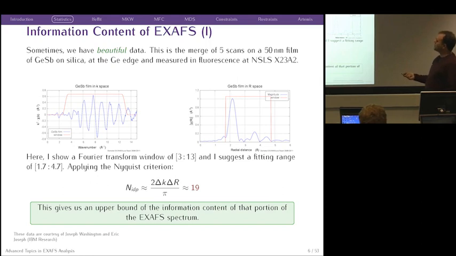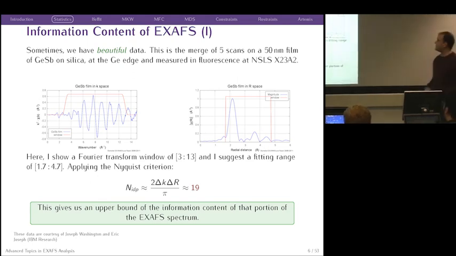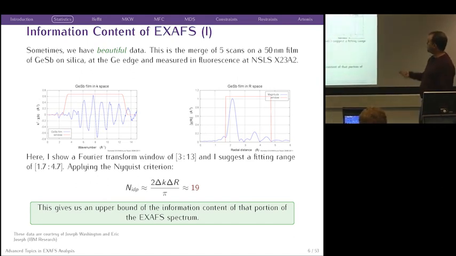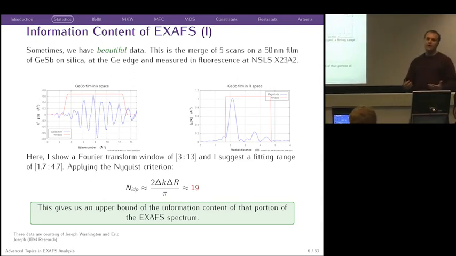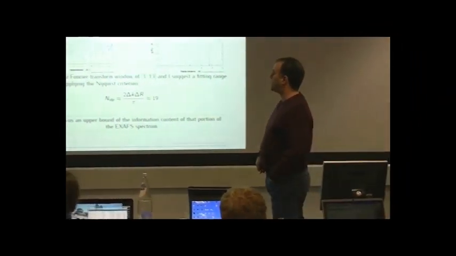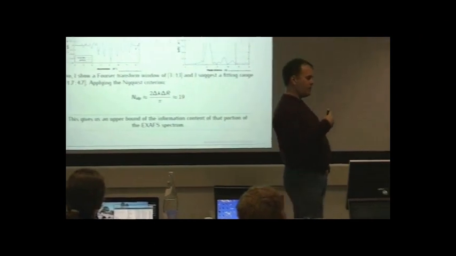If you set up the experiment properly, you can measure beautiful data even on a nominally challenging sample like a really thin film, and you get beautiful data in k, and you do a Fourier transform, and you get all kinds of peaks that are available for analyzing in Artemis. And if you use a Fourier transform that goes over this range, which is 3 to 13, and you try to interpret the data in R space over a certain range, and the range that I show is from 1.7 to 4.7 angstroms, then there's this thing called the Nyquist criterion that is a result of signal processing.